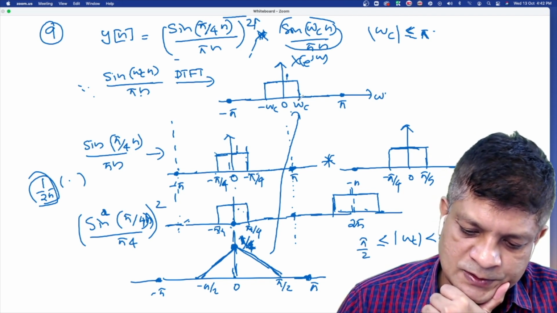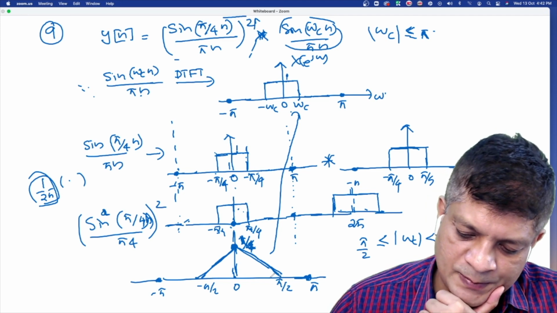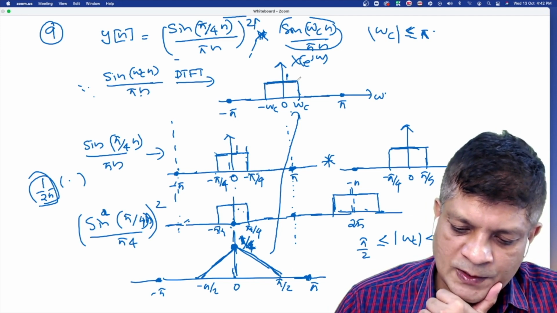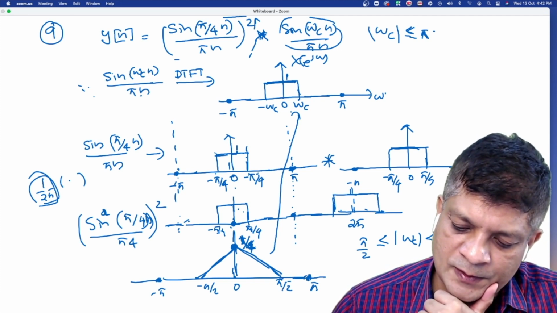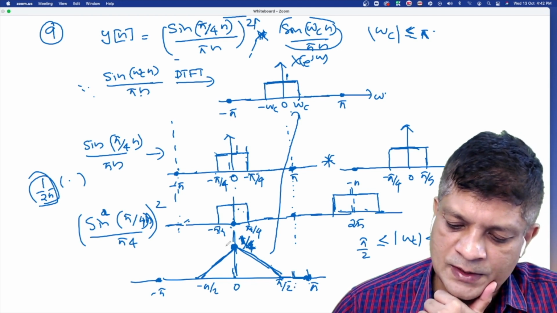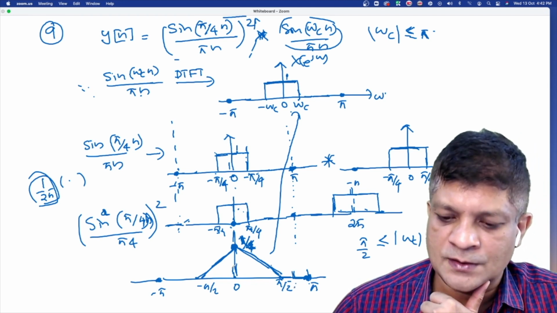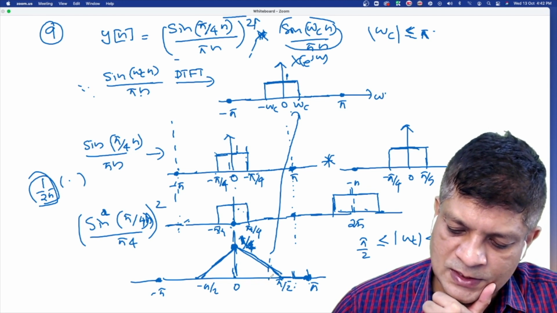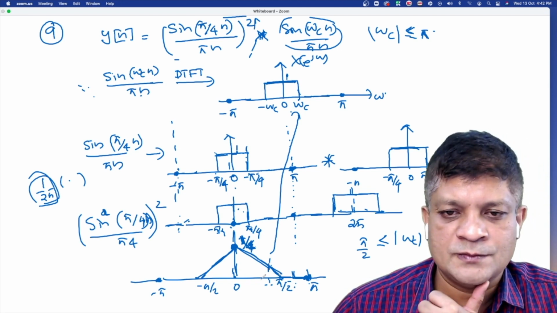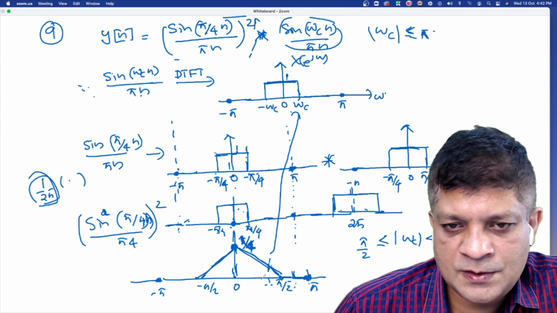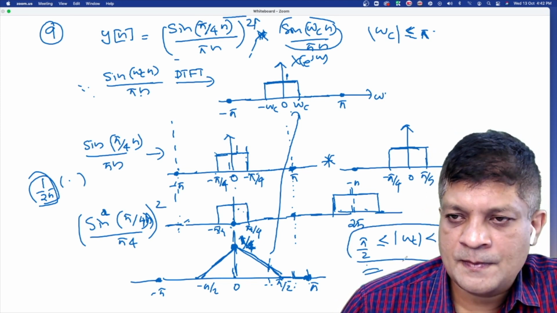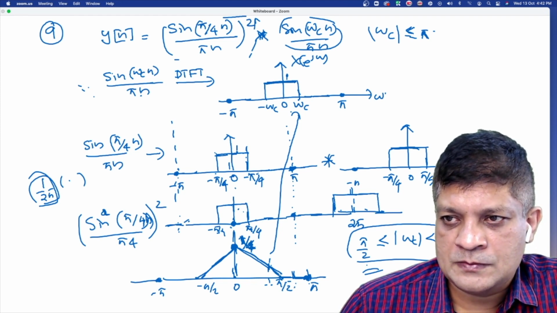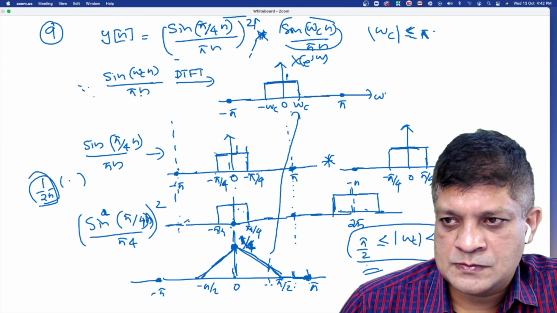Because if this omega c is greater, when you multiply these two, this is 1. If omega c is greater than pi by 2, anyway, it is given that it is less than pi. If it is somewhere here, you will get the same spectrum, isn't it? But if omega c is less than pi by 2, the answer will be different. So is this the answer? Yes, sir.